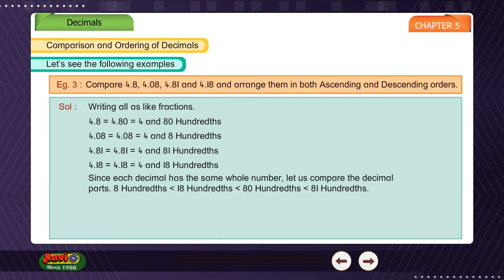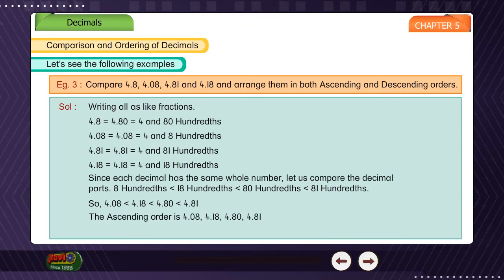Since each decimal has the same whole number, let us compare the decimal parts. 8 hundredths is less than 18 hundredths, is less than 80 hundredths, is less than 81 hundredths. So 4.08 is less than 4.18, is less than 4.80, is less than 4.81. The ascending order is 4.08, 4.18, 4.80, 4.81. The descending order is 4.81, 4.80, 4.18, 4.08.